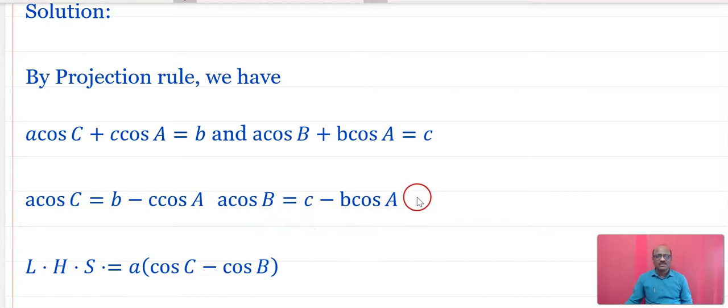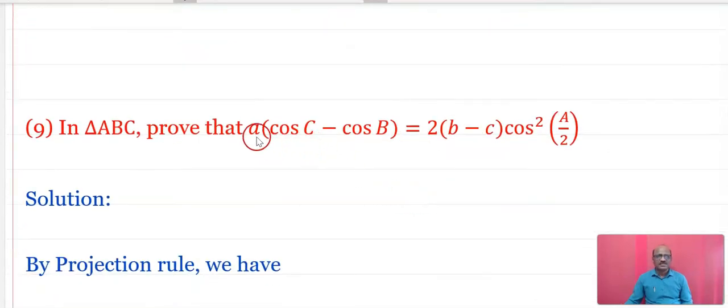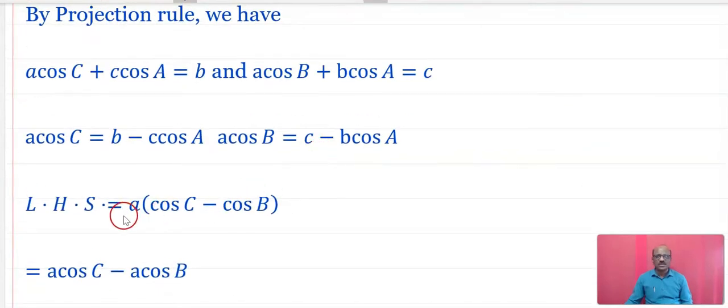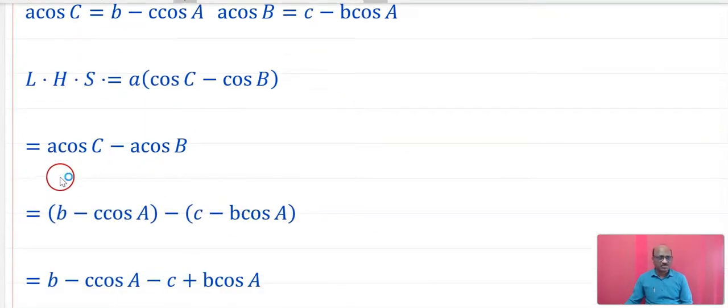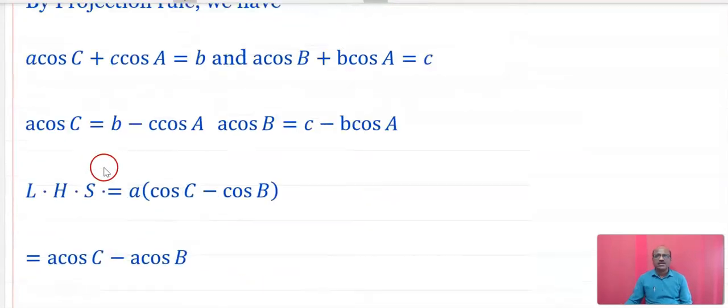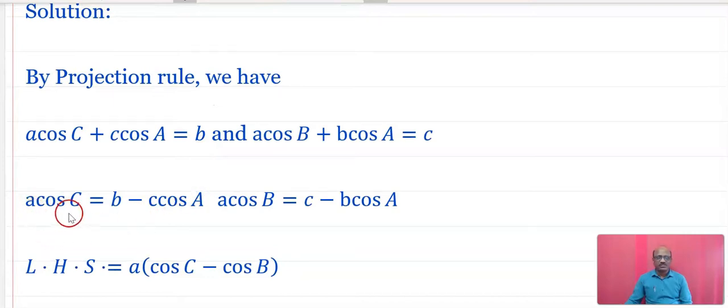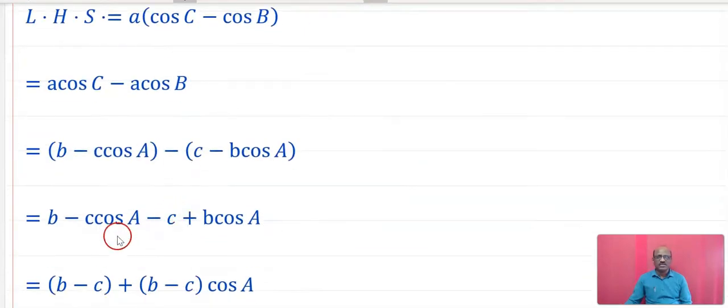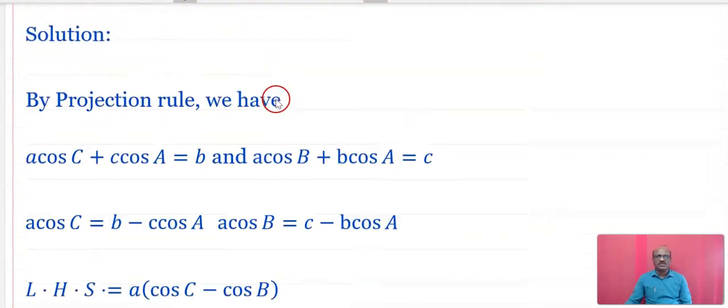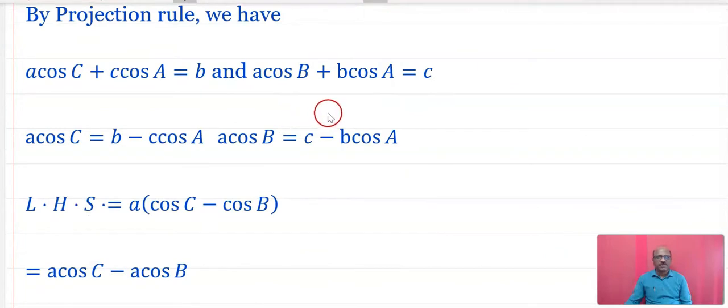Now consider the LHS, which is a(cos C minus cos B). We perform the multiplication: a cos C minus a cos B. Again, the value of a cos C is equal to b minus c cos A, and the value of a cos B is equal to c minus b cos A.